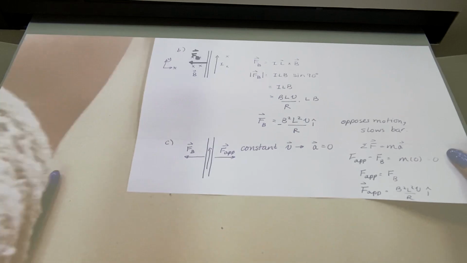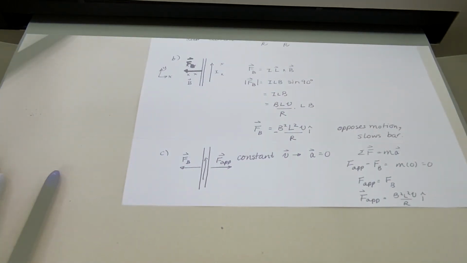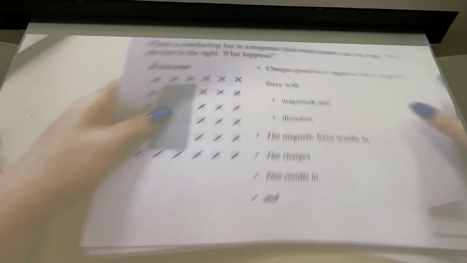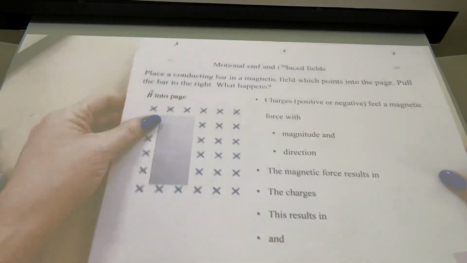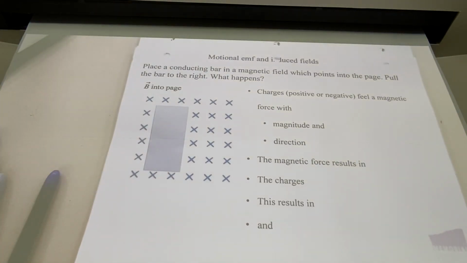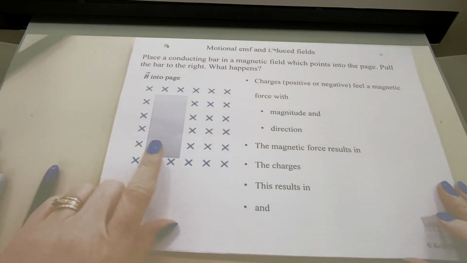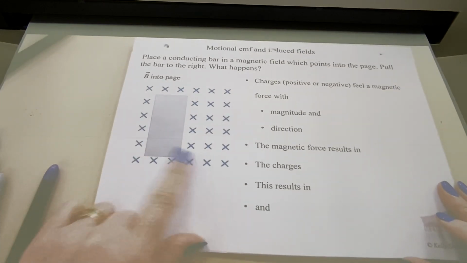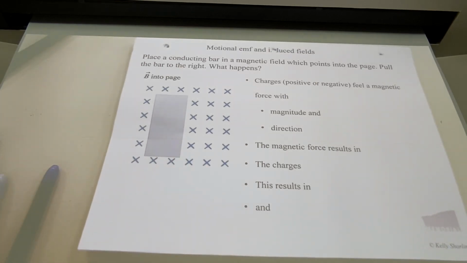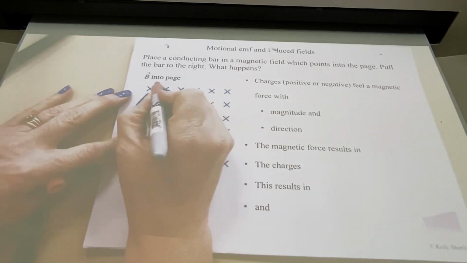So let's think some more about that current flow and what's going on inside the bar. Let's look at where that induced potential comes from, because that's going to lead us into our next little bit. So we've got a conducting bar. It's in a magnetic field. That magnetic field points into the page. We're going to pull the bar to the right, and then let's ask what happens because of that motion.